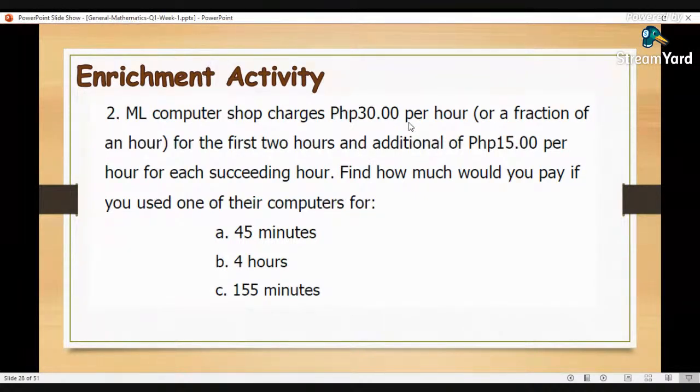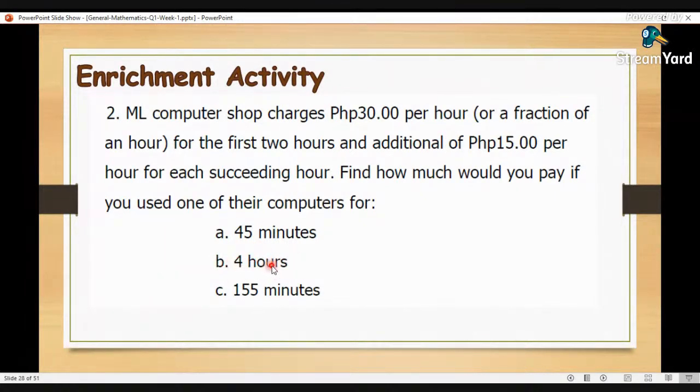Okay. First 2 hours, 30 per hour. And after that, there will be an additional 15 pesos per hour. Okay. What if you used it for 45 minutes? That's 30 pesos per hour or a fraction of it. Since 45 minutes is a fraction of it, I think you already know how much you will pay. Next is 4 hours.